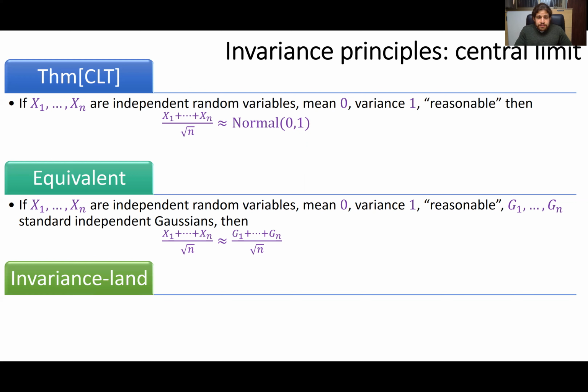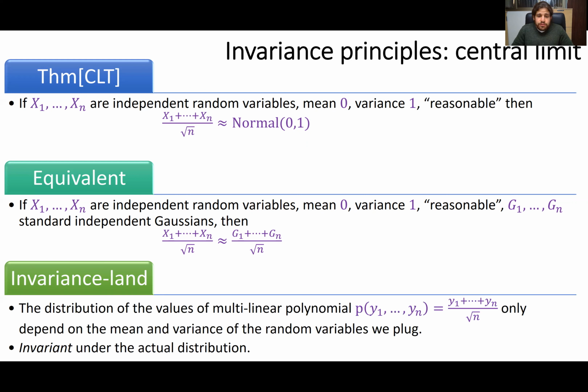So how do you phrase this statement in invariance land? Well, what you say is consider the multilinear polynomial p of y1 to yn, which is simply the sum of y1 to yn divided by square root of n. Then if we consider the distribution of values of p, when instead of y1 to yn we plug in random variables, then this distribution of values really only depends on the mean and variance, provided of course that the coordinates are independent, because whatever you put, it's always going to be a Gaussian. Or in other words, the distribution of values of p(y1, ..., yn) is invariant under the actual distribution of y1 to yn modulo that we know the mean and the variances.